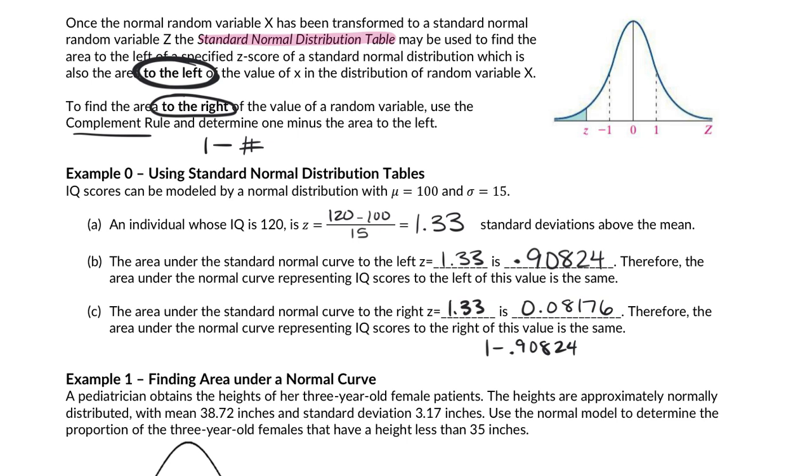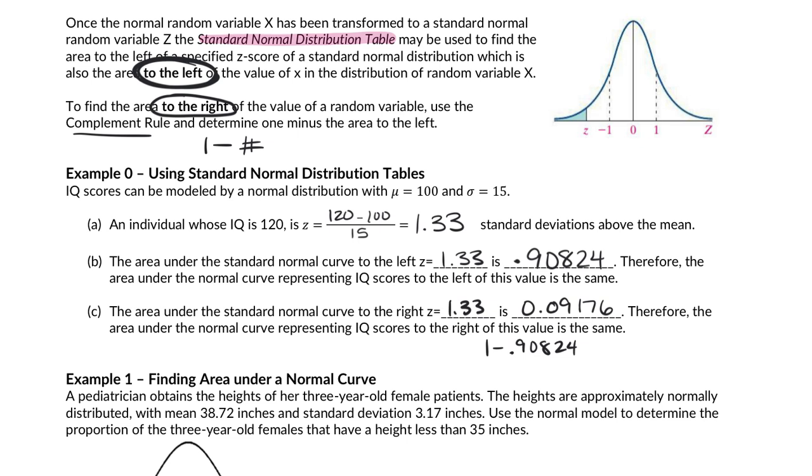Did I do that wrong? I don't have a calculator next to me. Oh, I do have a calculator next to me. 1 minus 0.90824. Oh my gosh, I typed that number wrong. 0.091824 is what you guys got? Come on, Miss Quigley. Yeah, it's a 9. My bad. Okay, so boom, that's the area to the right of this value.